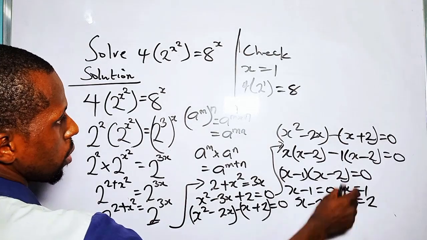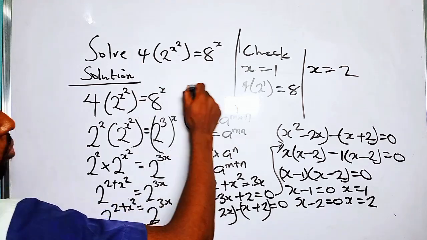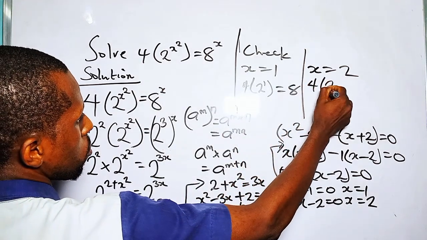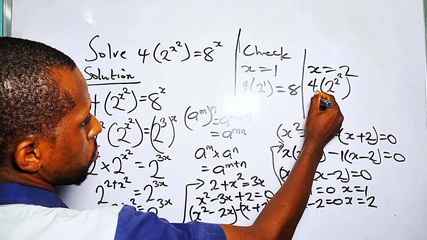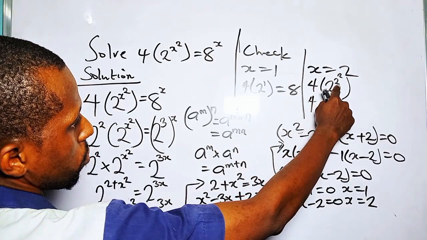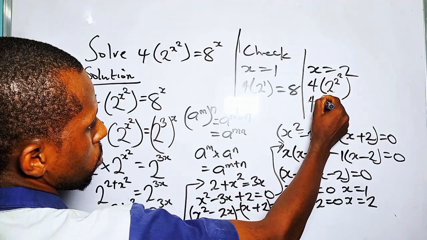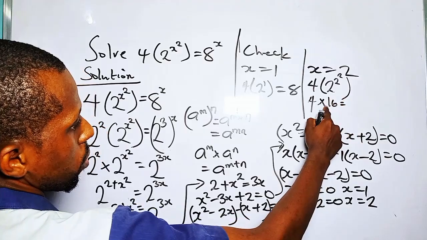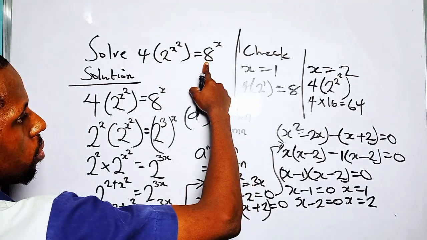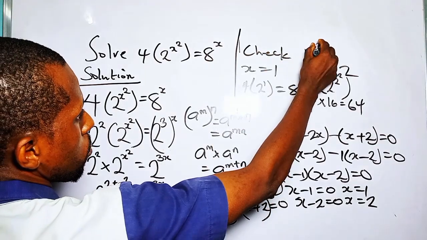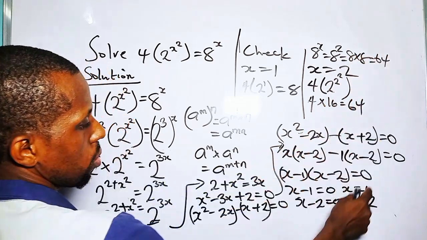And when x equals 2, when we take it back to this equation, we have 4 into 2 raised to the power 2 squared, this is 4. So 2 raised to the power 4, we have it to be 16. So for 4 times 16, we have this to be 64. Likewise, if you have 8 raised to the power x, 8 raised to the power 2, 8 times 8, we have it to be 64.